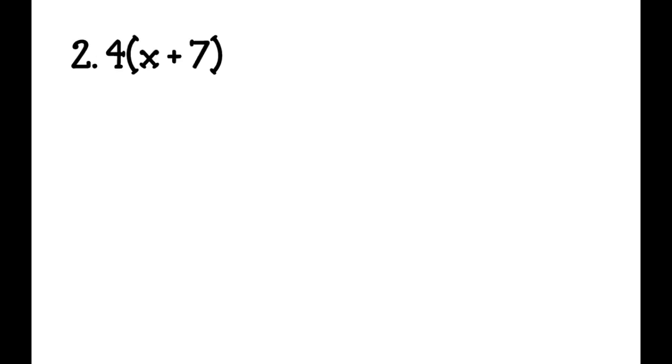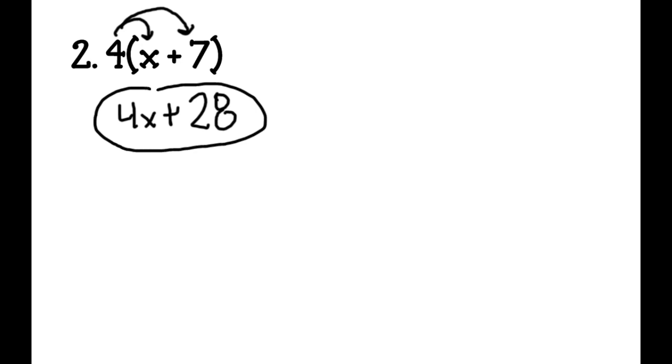Here we get a little bit trickier. We have a variable involved, so we take 4 and distribute it to everything inside. And 4 times x is just 4x plus 4 times 7 is 28. This is where a lot of people will want to add these numbers together. They cannot be added together, so I just circle this. That is my answer.